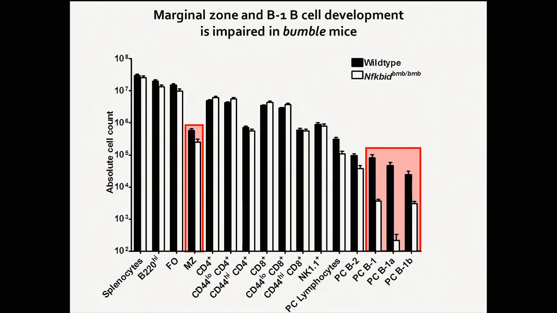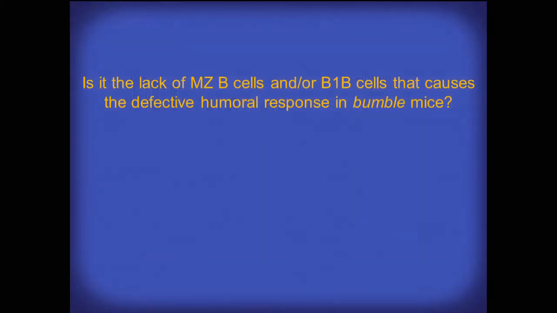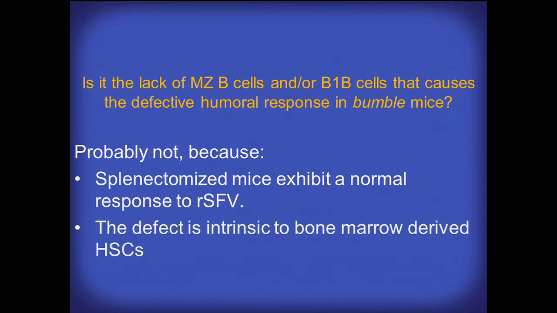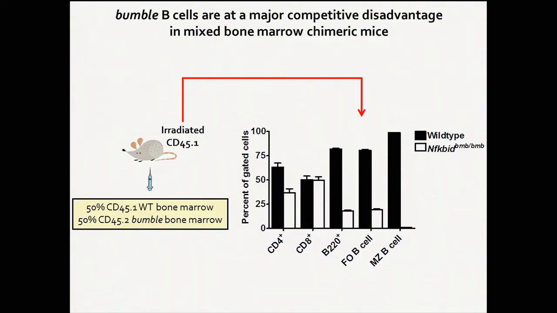So to summarize all of those data, these were the formed element problems in the B-cell animals. Everything else seemed to develop fairly normally. We wondered if the lack of marginal zone B cells was the problem that caused the defective humoral response. But we thought later probably not, because splenectomized mice, as I showed you already, have a normal response to RSFV, and also the defect was intrinsic to bone marrow-derived stem cells.